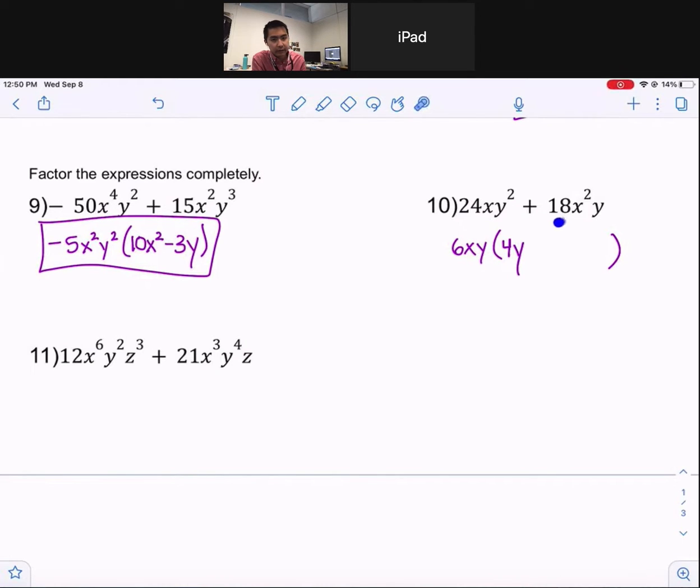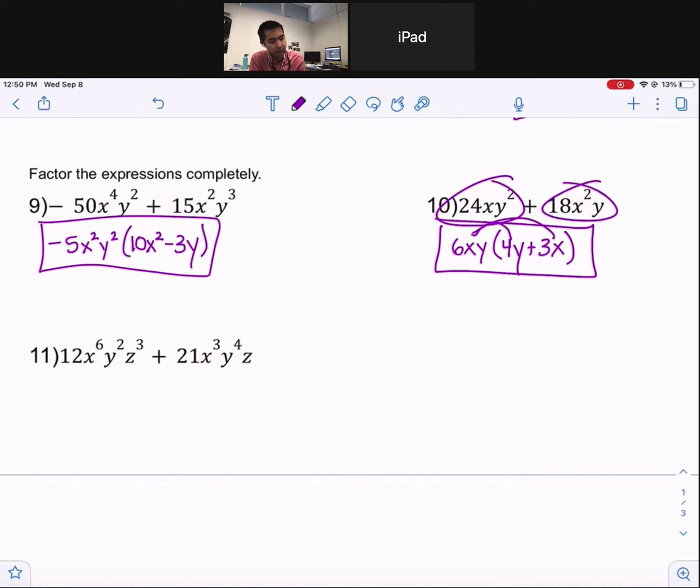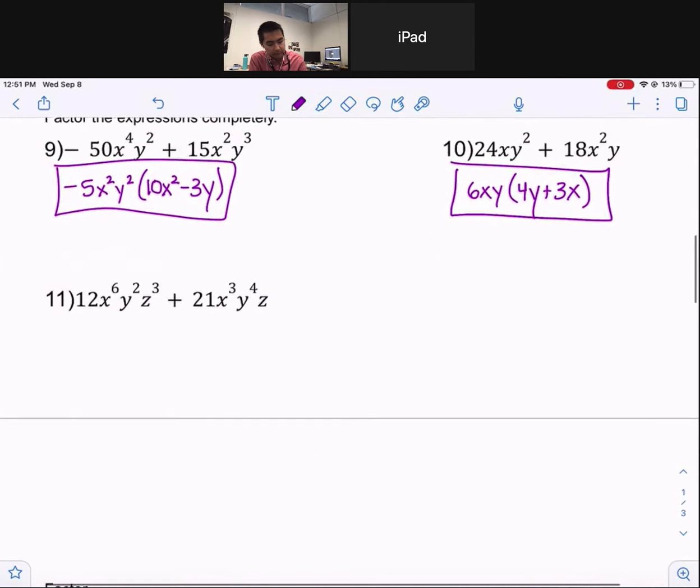Okay, 18 divided by 6 is 3. This had x squared, 2 x's, but you took away an x, so just 1 x. This had a y, you took away a y, so no more y, so your answer is 6xy times 4y plus 3x. Again, you can always check your work by redistributing this back to both and seeing if they match up with the original.